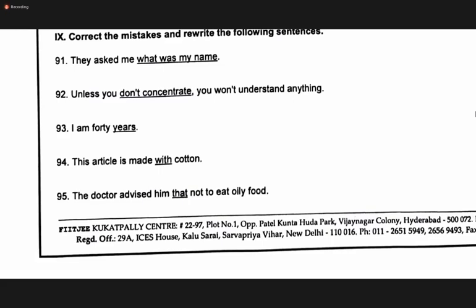Right. 95. The doctor advised him that not to eat oily food. Delete that. Yes, delete that. Here it is an imperative sentence. In an imperative sentence, when we change from direct to indirect speech, no conjunction is required. It just begins with the to infinitive. The plain infinitive becomes the to infinitive. So the doctor advised him not to eat oily food.